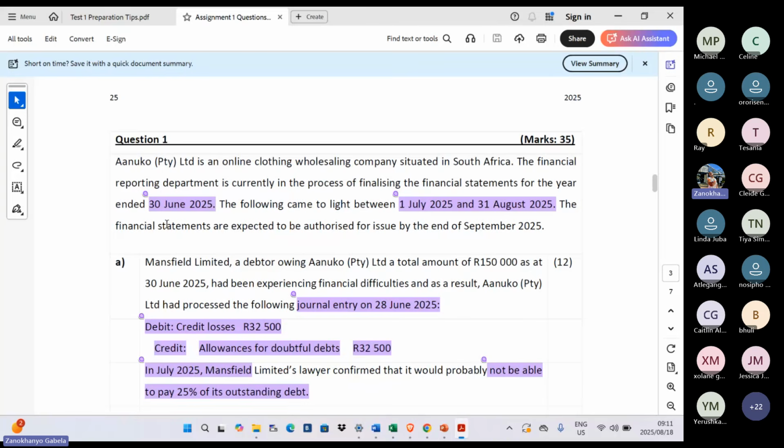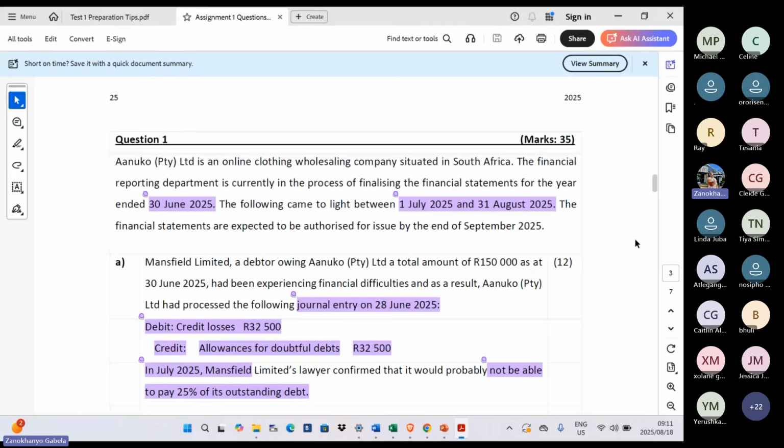Then this says the following came to light between 1st of July 2025 and the 1st of August 2025. So that means 2 months after the reporting period. The financial statements are expected to be authorized for issue by end of September 2025, so they're actually going to take 3 months. So this information came in the 2 months between 1st of July and the 1st of August.